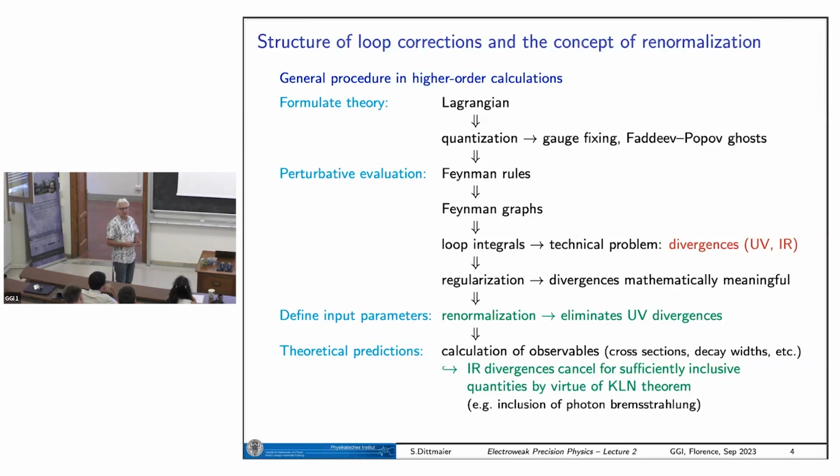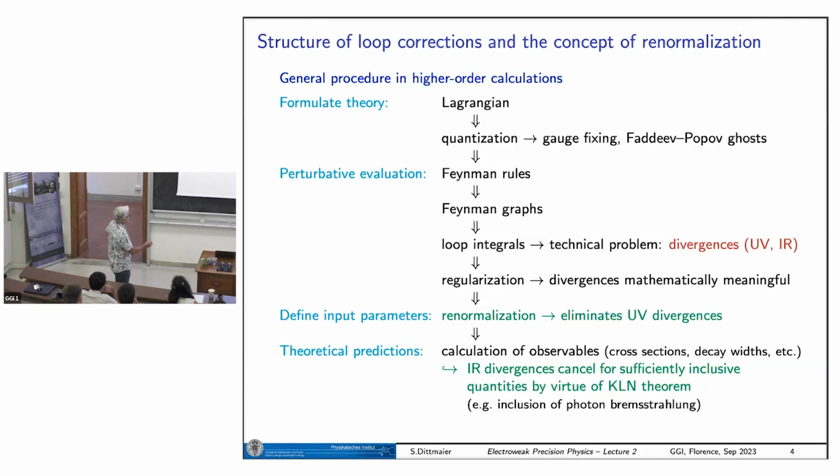You cannot just shuffle around divergent expressions and cancel them wildly. This will not work. You really have to embed your theory into a framework where the divergences are something finite at the basis of the whole theory. So this step is called regularization.